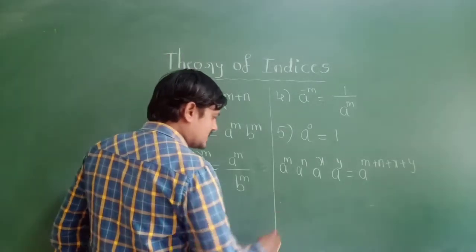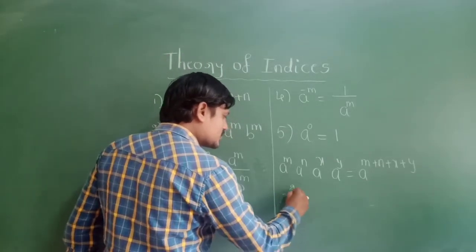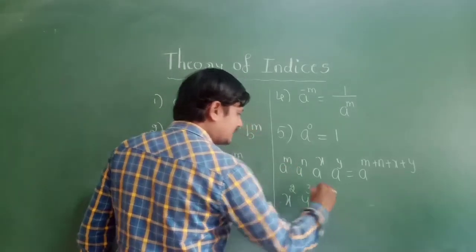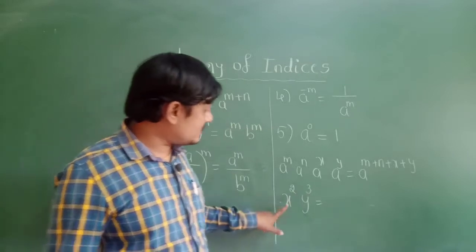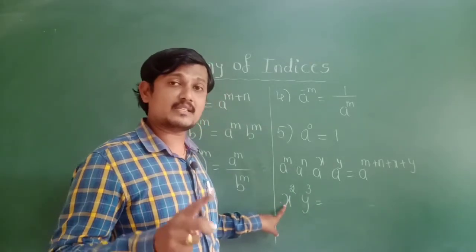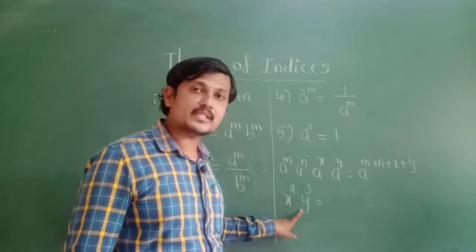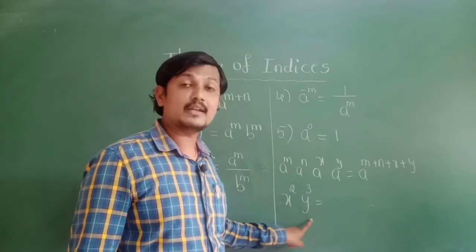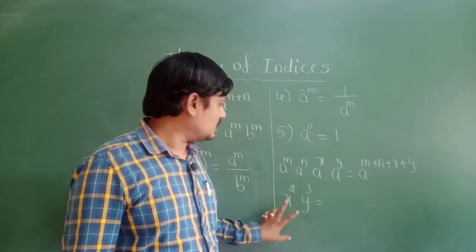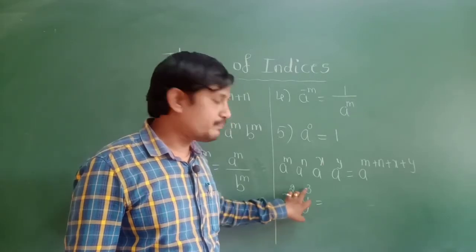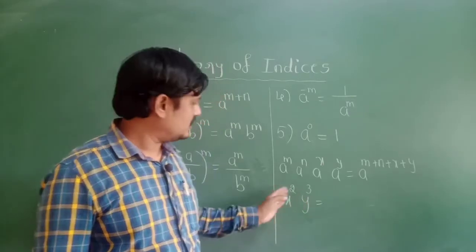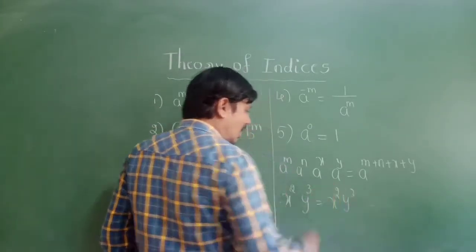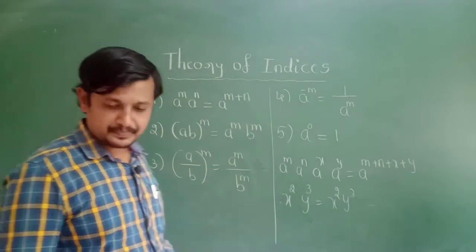For example, consider x raised to 2 or x square, then y raised to 3. What is the base of the first term? x is there. What is the base of the second term? y is there. Here both bases are different, therefore we can't add the powers, that is 2 plus 3. The answer is the same as it is, x square into y cube.